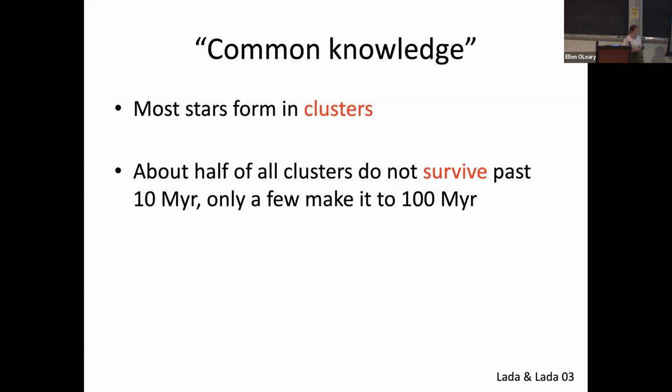But with an increased census of them, perhaps it comes time to evaluate some of the things that we always took for granted. It is often said that most stars form in clusters, but these clusters tend to be fairly short-lived, that only half of them will make it to the age of 10 million years, and only a small fraction, something like 5%, will survive to the age of 100 million years.